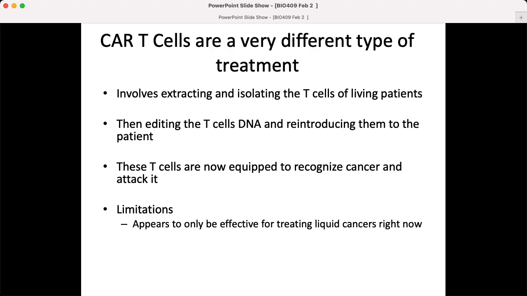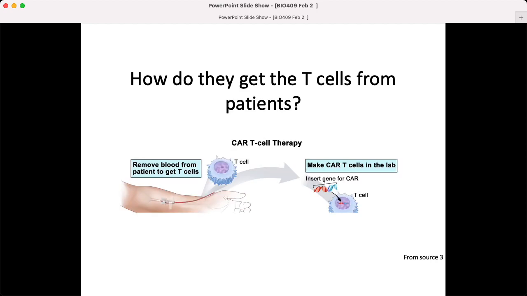Right now, one of the big limitations is it appears only to be effective for liquid cancers. Liquid cancers would be leukemias, blood cancers, and then certain types of lymphomas. There are some lymphomas that are B-cell lymphomas, and then there are some that are more solid tumors. And right now, they appear to only be effective for those, but we can talk about that further. They have some ideas as to how you might be able to overcome that.